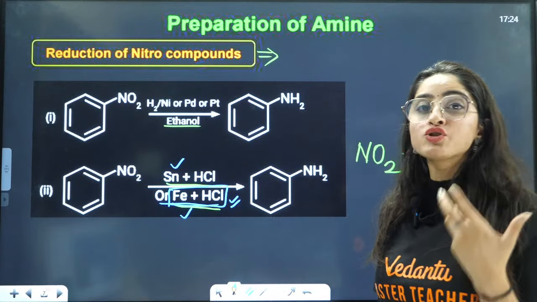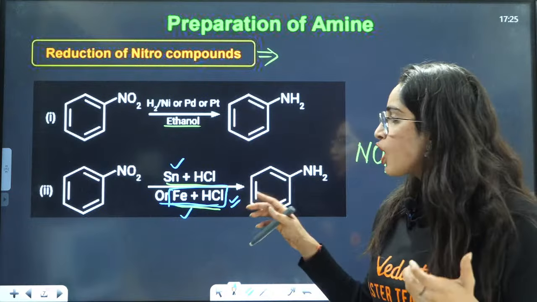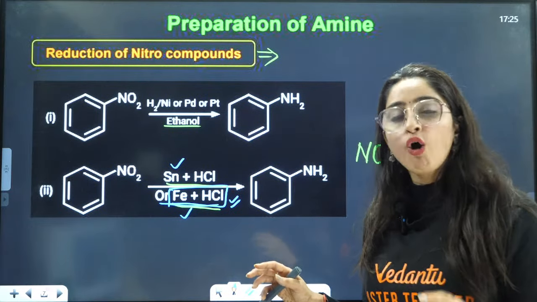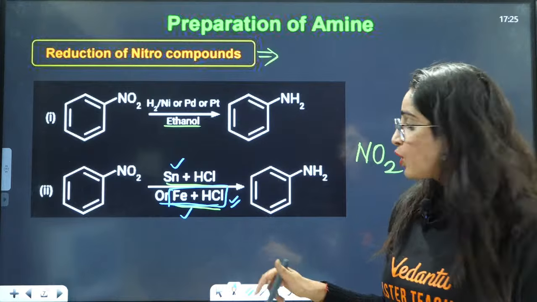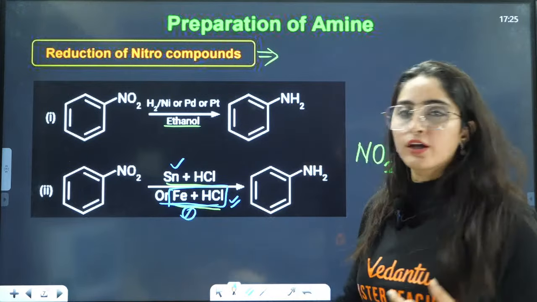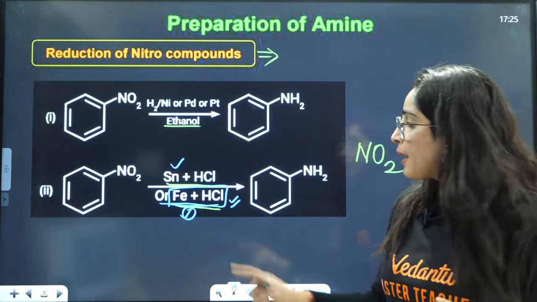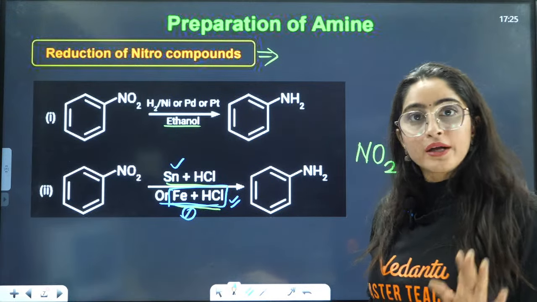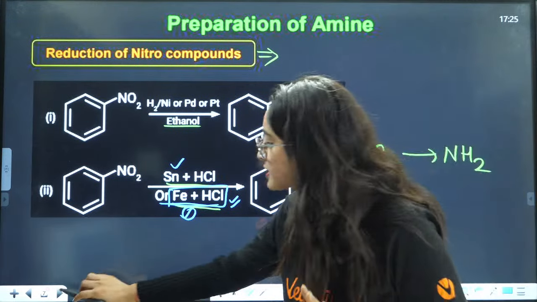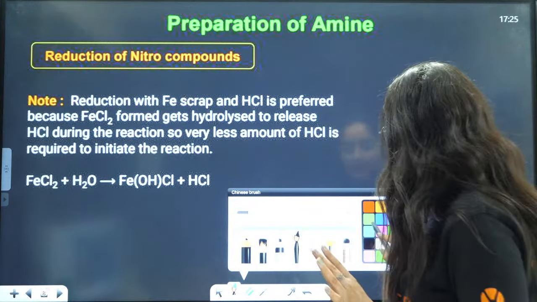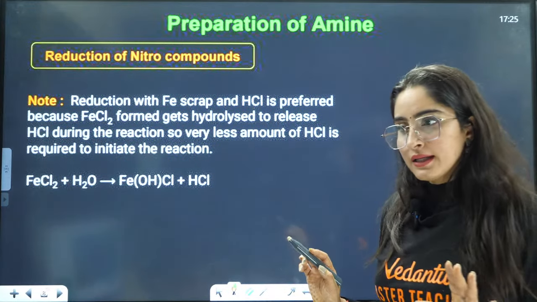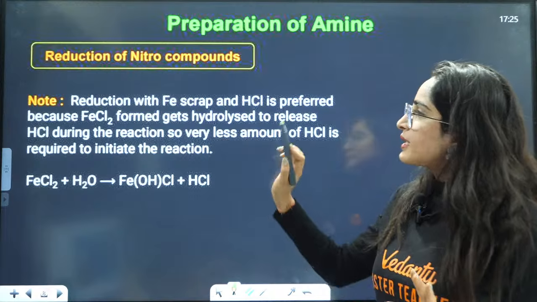But the question asked is, which is better, using iron or tin? Which is better for you? Using iron is better for you. The reason I will tell you. Now let us see why using iron is better in this case. So basically what will happen?